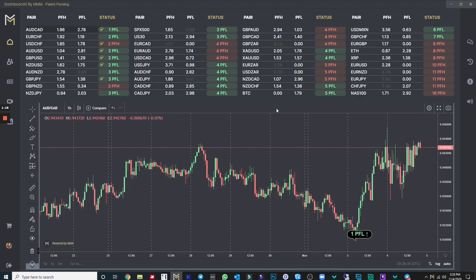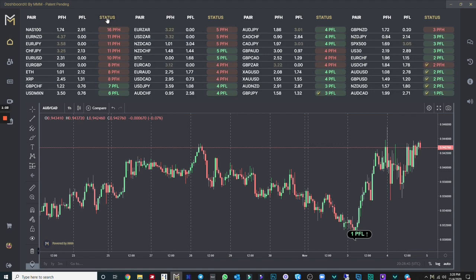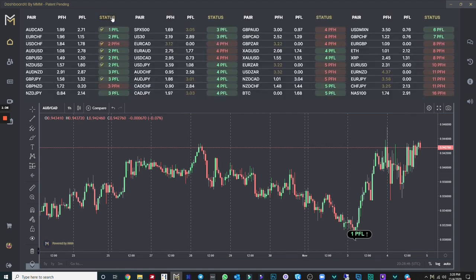So the first thing you want to do is sort the trades by status. And you do that by clicking the button up here that says status. What Nick loves to do is sort it based on the lowest peak formation all the way to the highest peak formation.